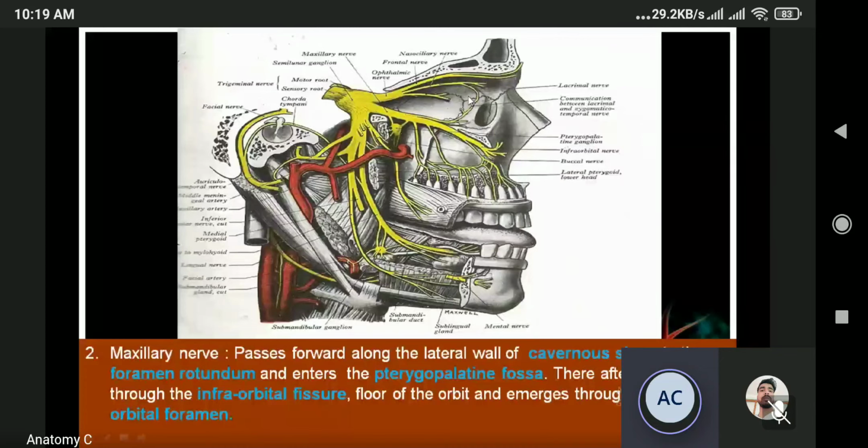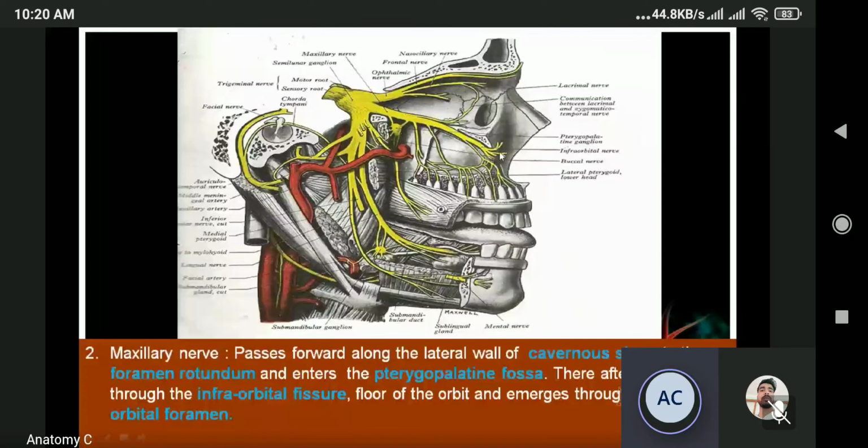Now next we have this one. This is known as the posterior superior alveolar nerve. Can you see the three? Anterior, middle, posterior. All of those are the superior alveolar nerves: anterior, middle, and posterior superior alveolar nerve.